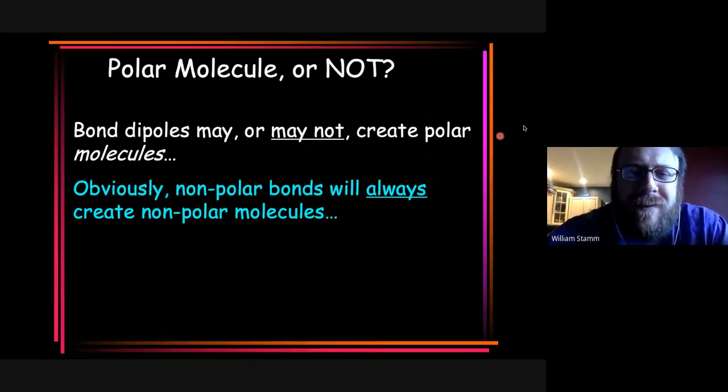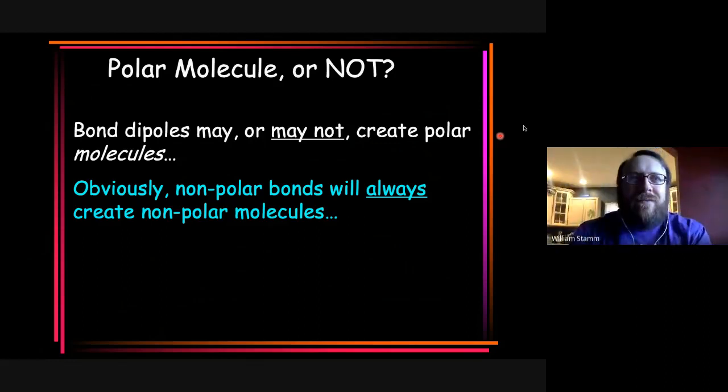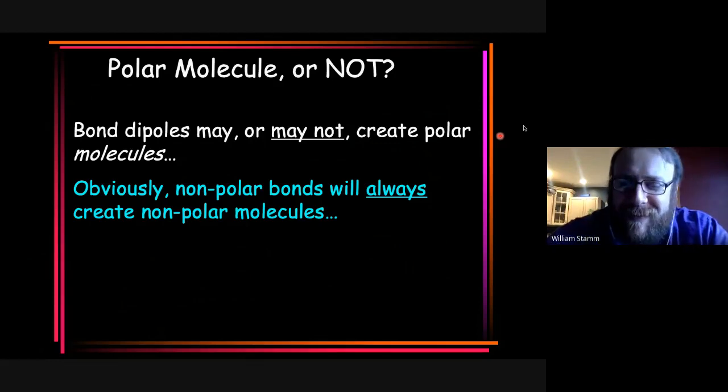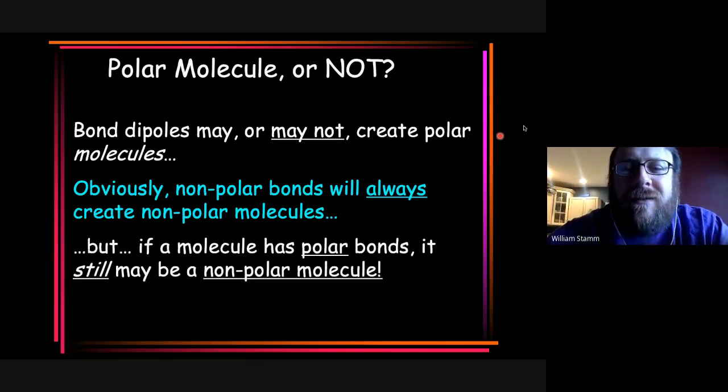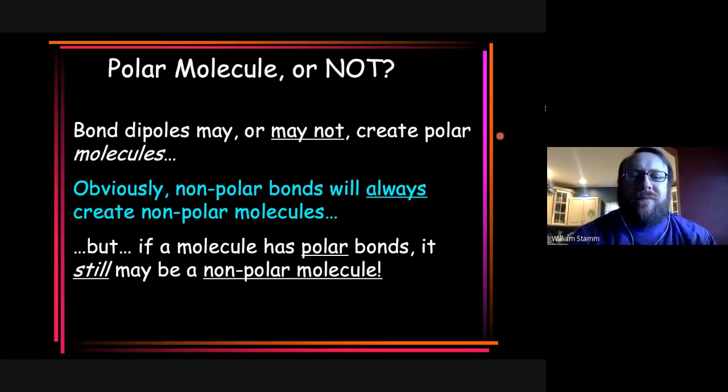So obviously, if you have all non-polar bonds, if everything's non-polar, it's always going to create a non-polar molecule. That molecule is going to have very equal sharing of electrons all throughout it. One side of the molecule is not going to be more positive or negative than the other. The entire molecule we're talking about here, not just the bond. But if a molecule has polar bonds, it's still maybe non-polar. This is going to be the weird case. You would think, oh, there's a polar bond in there, the entire molecule must be polar. Not necessarily, as we're going to see.